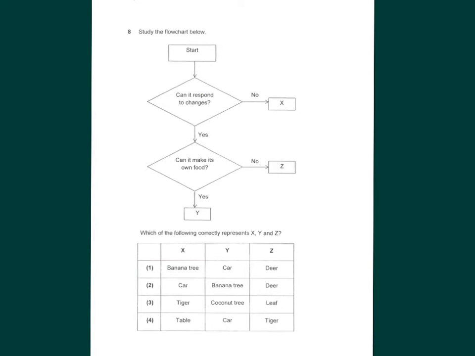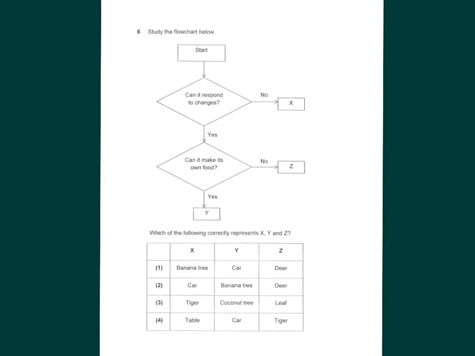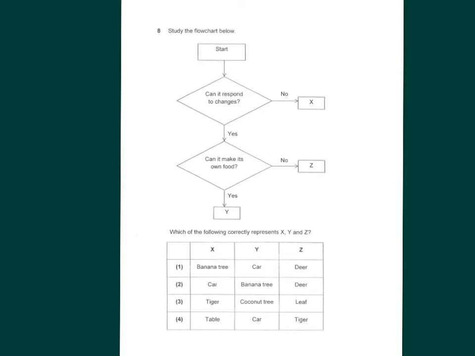Question 8, study the flow chart below. Now the first part here, the question being asked is, can it respond to changes? So this is an important characteristic of all living things. If it's not able to respond to changes, in this case X must be a non-living thing. Now moving on, if it's a yes, it means that it must be a living thing.